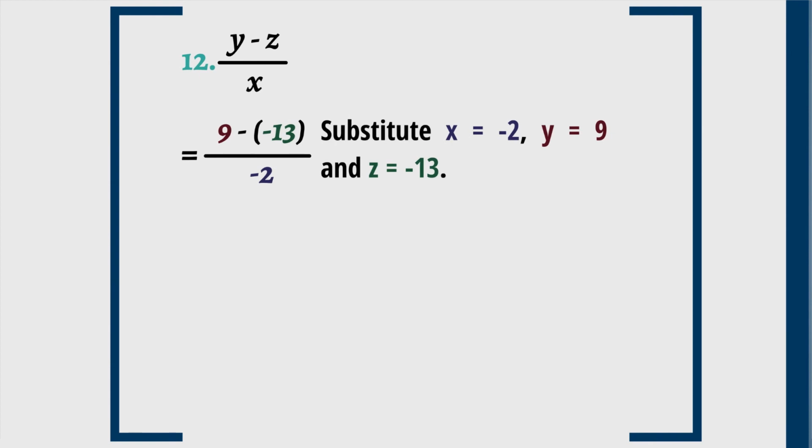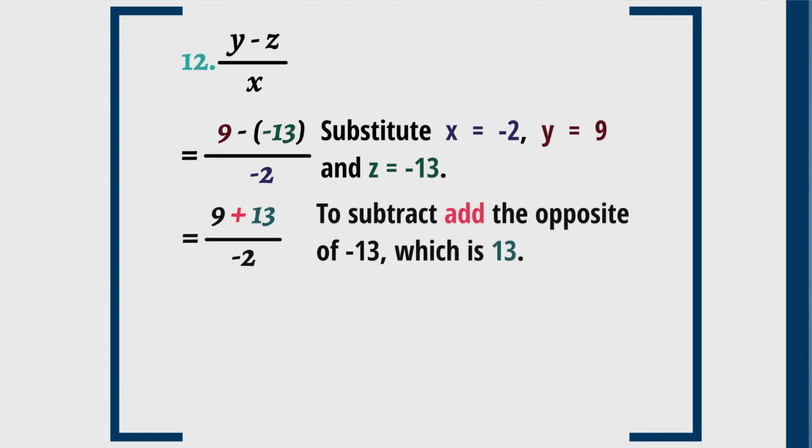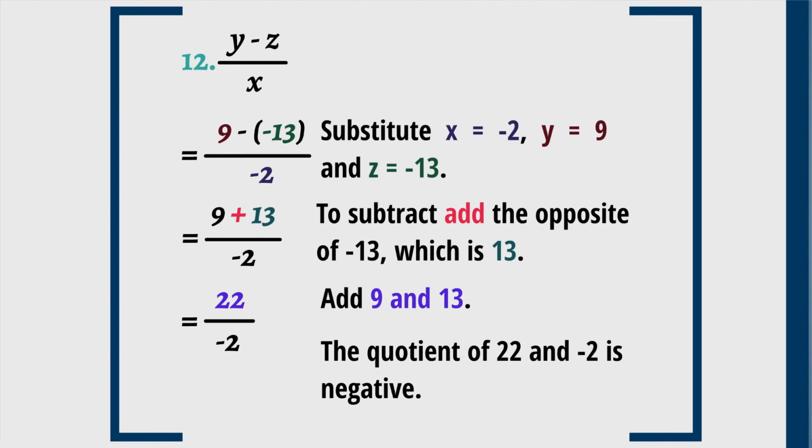Here's another example. For number 12, the given algebraic expression is y minus z over x. Substituting x equals -2, y equals 9, and z equals -13 into y minus z over x gives us 9 minus -13 over -2. To subtract, add the opposite of -13, which is 13. Add 9 and 13, and we have 22 over -2. The quotient of 22 and -2 is negative, and dividing will give us -11.